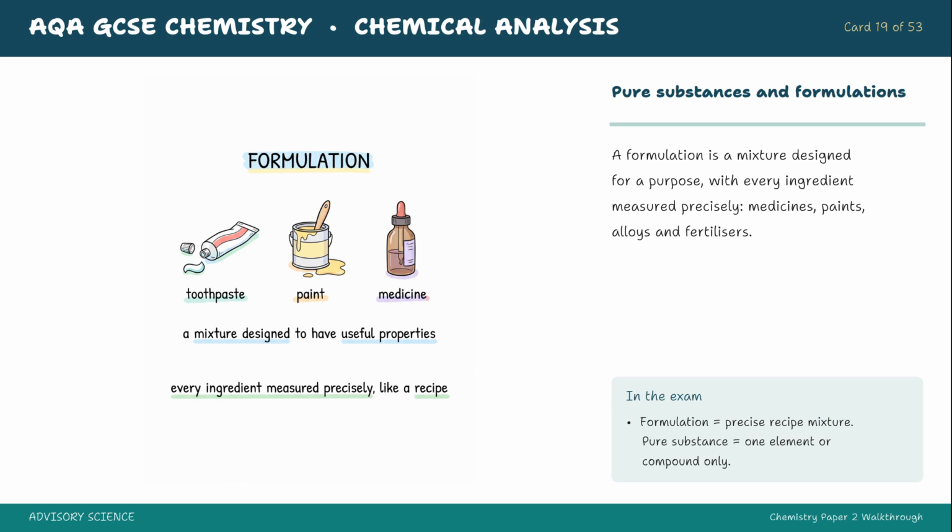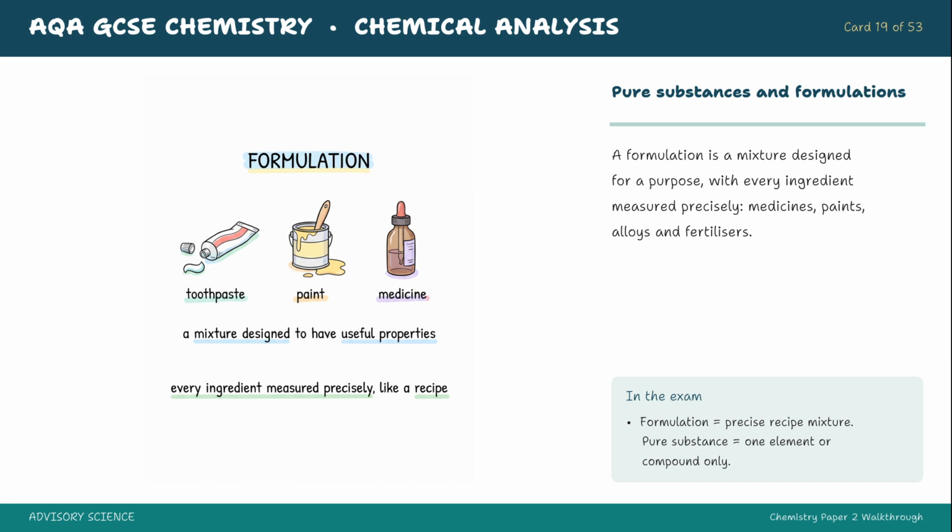Pure substances and formulations. In chemistry, a pure substance consists of only a single element or a single compound that's not mixed with any other substance. Pure substances can be easily identified because they melt and boil at precise, specific temperatures. In contrast, a mixture does not have a sharp melting point. It will melt or boil gradually over a wide range of temperatures.